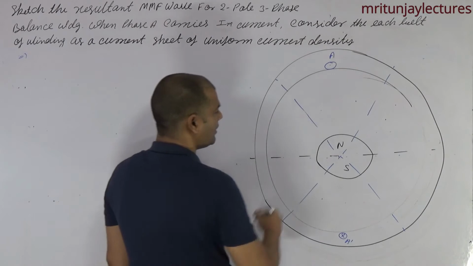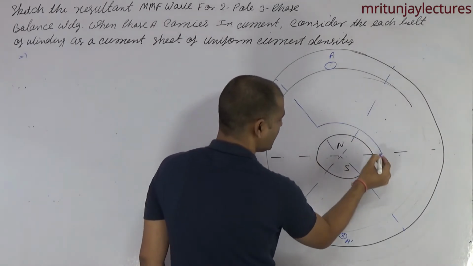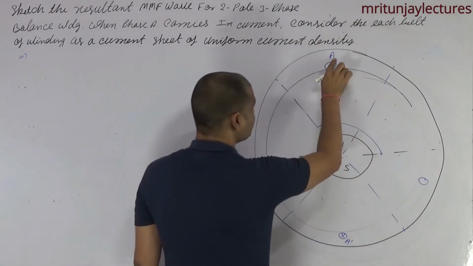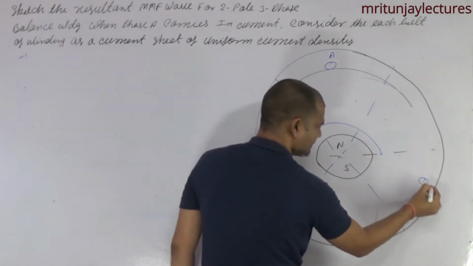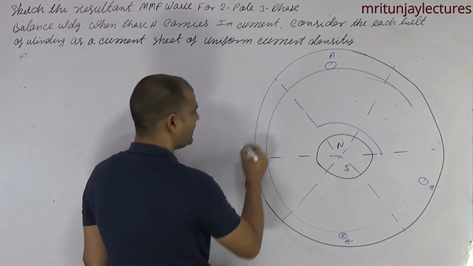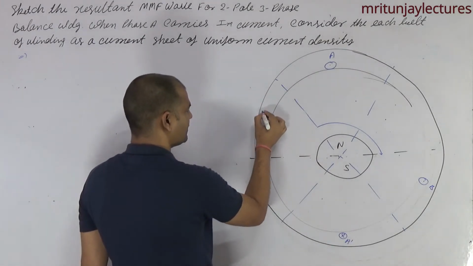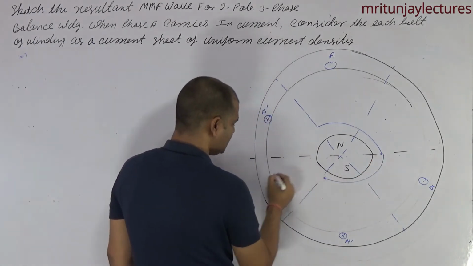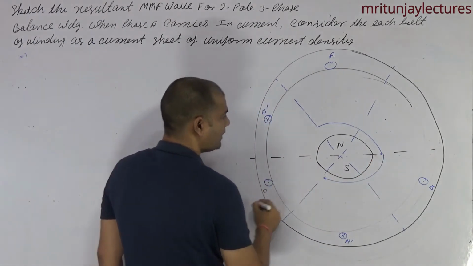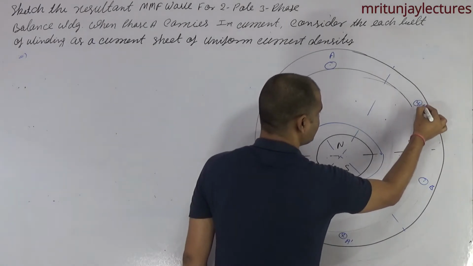After 120 degrees, that is B. If this is A dot polarity, that is also dot B, and this is cross B dash. After 120 degrees, that is C dot and that is C dash.